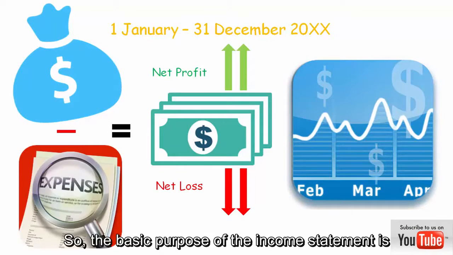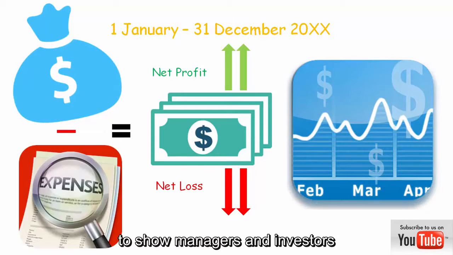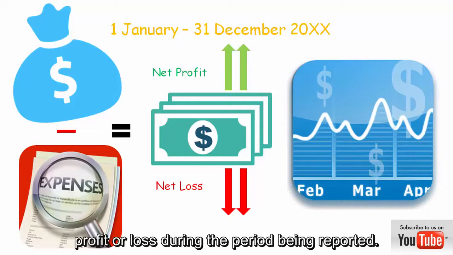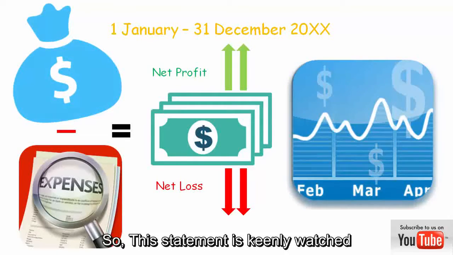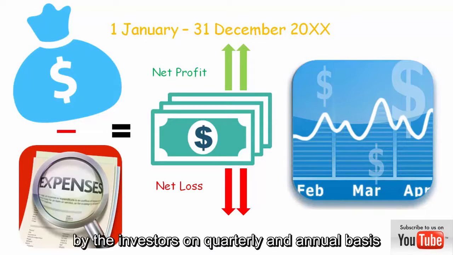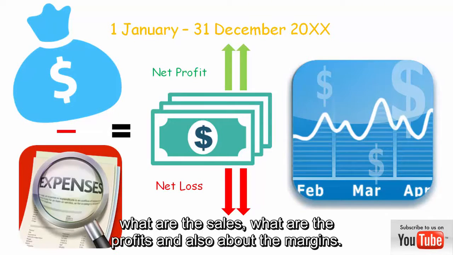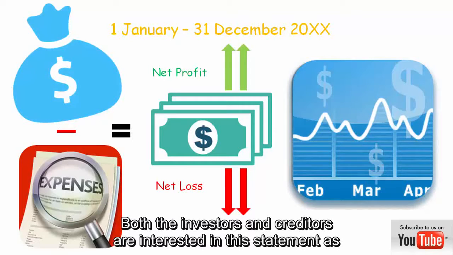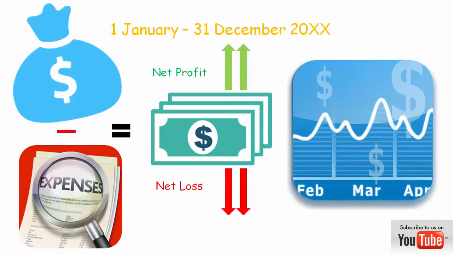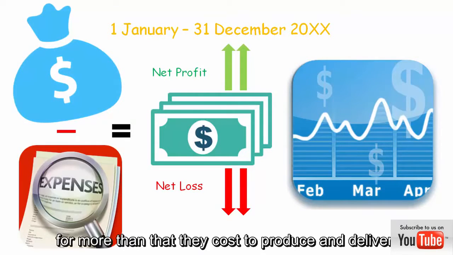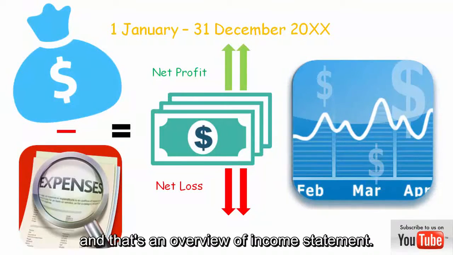So the basic purpose of the income statement is to show managers and investors whether the company made profit or loss during the period being reported. So this statement is keenly watched by the investors on quarterly and annual basis to know how much the company is growing, what are the sales, what are the profits, and also about the margins. Both the investors and the creditors are interested in this statement as it indicates the firm's ability to sell goods and services for more than they cost to produce and deliver. And that's an overview of income statement.